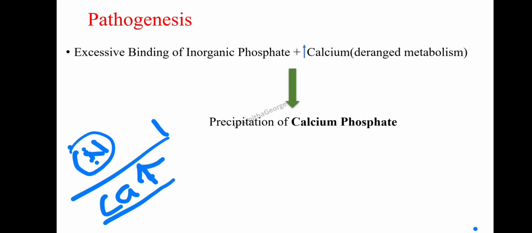Again, in dystrophic calcification, we have already told that the calcium level is normal in the blood, but again why is calcification happening?